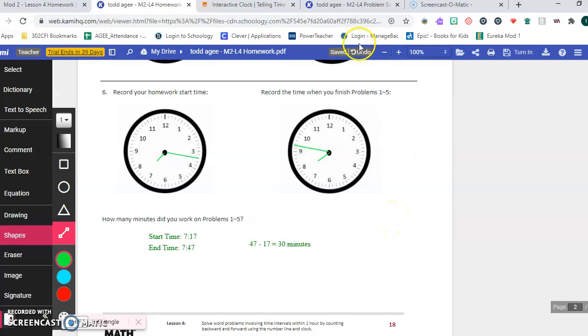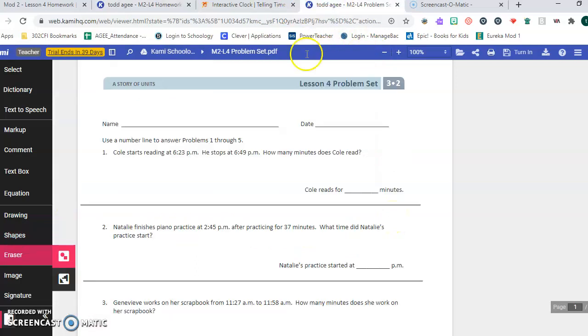All right, now back to the assignment that you've got here. It gives me some problems to solve, and in each problem it asks me to use a number line to answer problems 1 through 5. So it doesn't ask you to write those equations where you subtract the starting time from the ending time to get the total minutes. Now that is actually what you're doing.